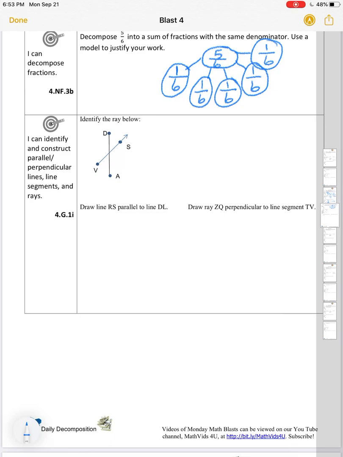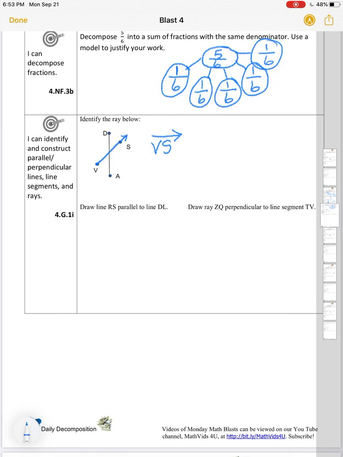I can identify and construct parallel and perpendicular lines, line segments, and rays. Identify the ray below. All right, so a ray has an endpoint and then extends on in one direction. So here I see my ray, VS. So I'm going to say ray VS. And it is important that we name it in that order. We always start our name of the ray at the endpoint and move on in the direction that it is extending.